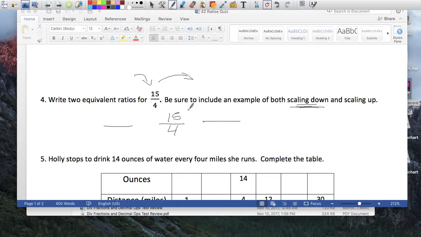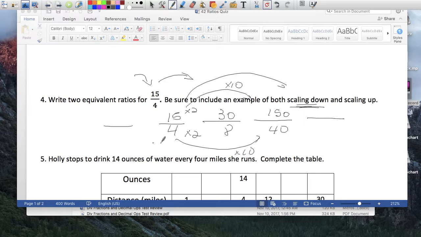I'm going to take the easiest one, I guess it would be times 2, and I get 30/8. I'm going to make quite a few because I don't know what you chose, but just to show you that I could have multiplied this times 10 and the bottom times 10, and that would have gotten 150/40. I could have multiplied by 8. I don't know why I chose 8, but I chose 8. 4 times 8 is 32, so I'm going to get 32 here. And times 8 there is going to be 120. So 15/4, 30/8, 150/40, 120/32. They're all equivalent ratios on the bigger side.